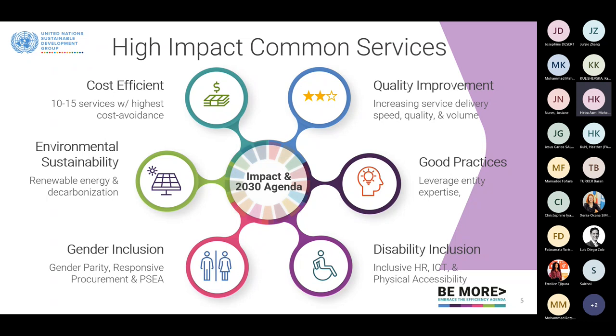The second core area that we are focusing on is good practices, and we are seeking to achieve that through leveraging the entity expertise and scaling up and sharing resources among the different agencies in different countries. The third area is disability inclusion, and within this area we have three main core areas, which are inclusive HR, physical accessibility, and also inclusive ICT. The fourth area is gender inclusion, and within this area we have three main topics, which are gender parity, responsive procurement, and PSEA. And in environmental sustainability, we focus on two main core areas, which are renewable energy and decarbonization.